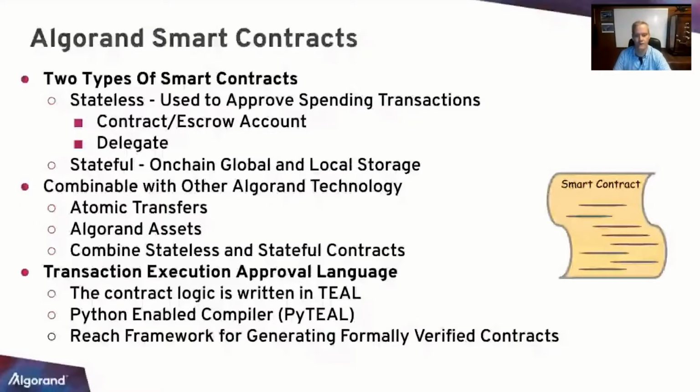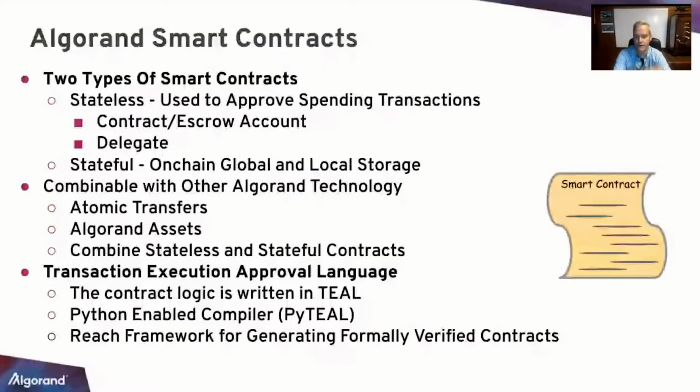These smart contracts are written in a language called TEAL. The acronym stands for Transaction Execution and Approval Language. TEAL can be written by hand, which you're going to see a lot of today, but also can be compiled using a PyTeal enabled compiler that we have. So you can write your smart contracts in Python and compile them to TEAL using the PyTeal compiler.